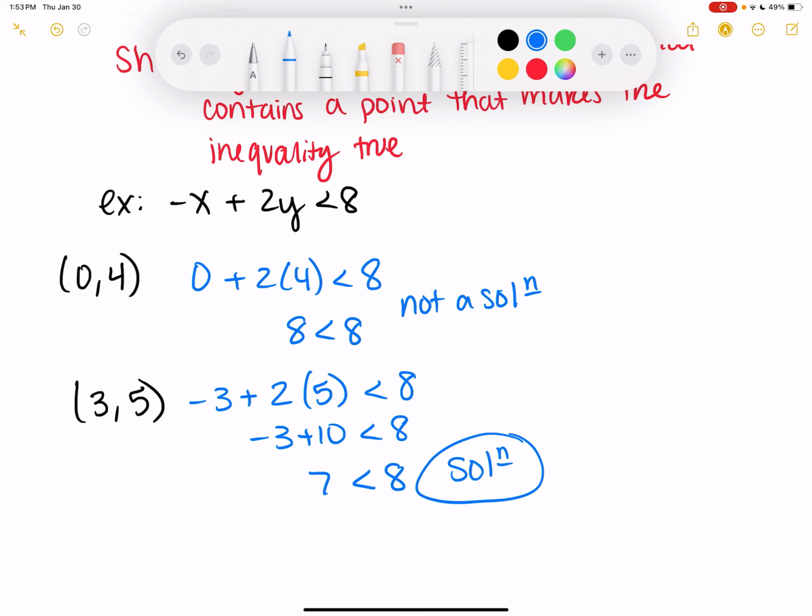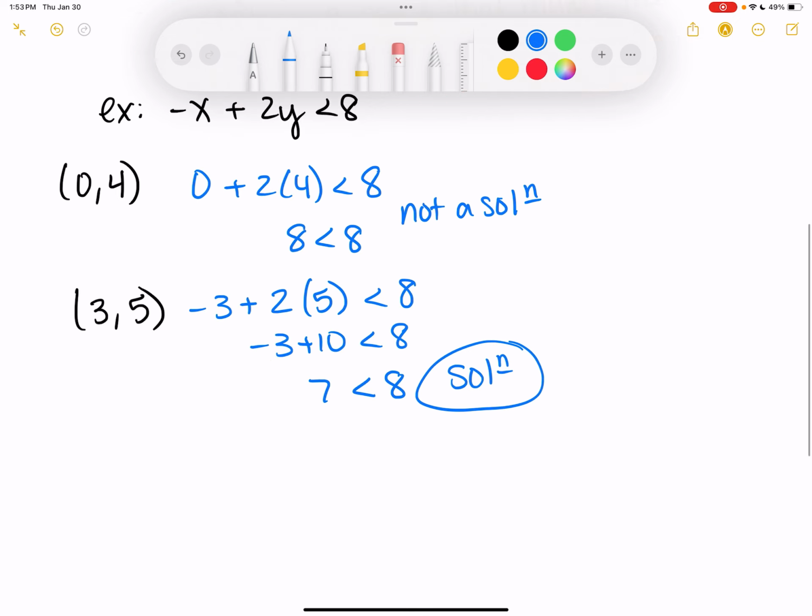Let's just go ahead and jump into some examples, because this is a concept that I think is just easier to see with examples most of the time. So first of all, we're just going to be checking to see if the ordered pair is a solution.